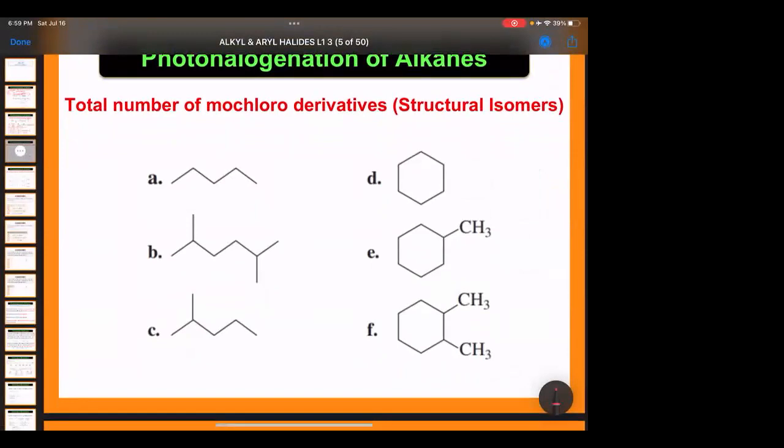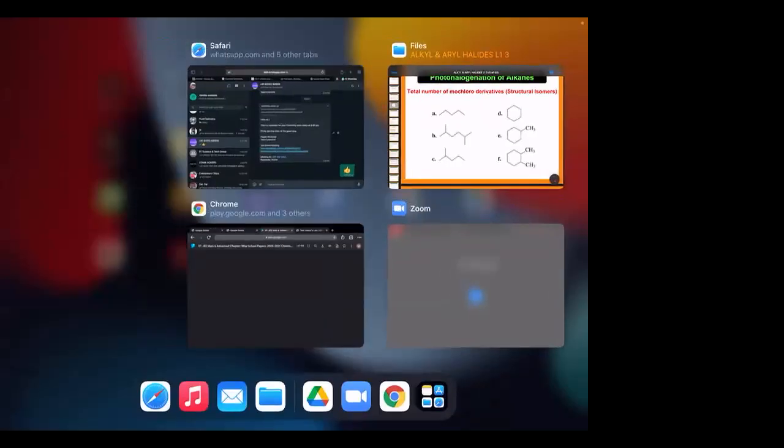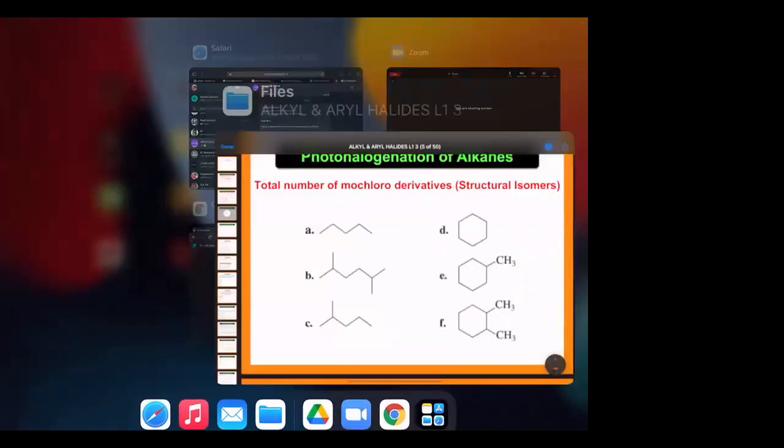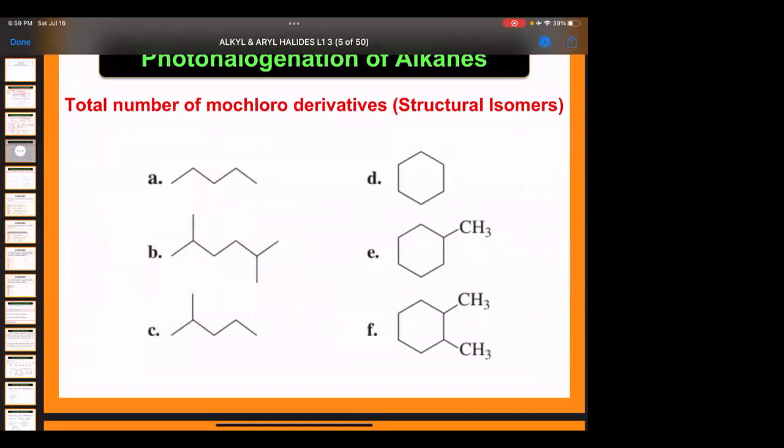Krishna, can you hear me? Yes, sir. Okay, so we discussed that. But in higher alkanes, there are more carbon atoms. And because there are more carbon atoms, the halogen can be attached at many places. So you need to tell me how many monochloro derivatives you get, how many different structural isomers. If you put one chlorine, a monochloro derivative, you can see here.